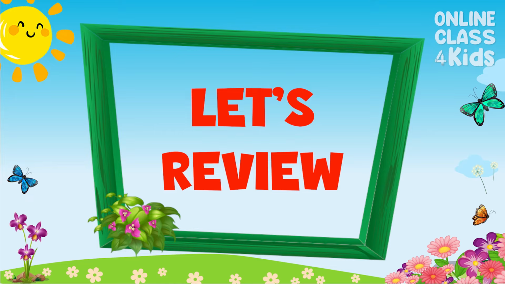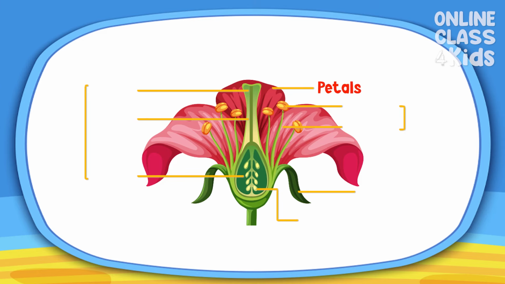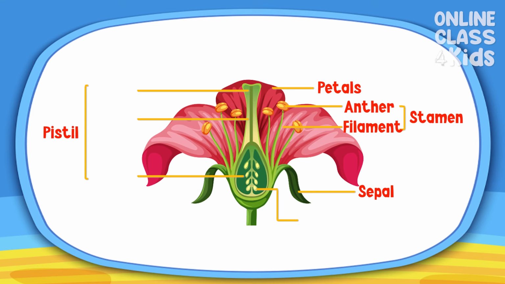Let's review. Did you remember anything? Alright, say the following. The parts of the flowers are petals, sepal, stamen, anthers, filaments, pistil, stigma, style, ovary, and ovules. Can you repeat them?